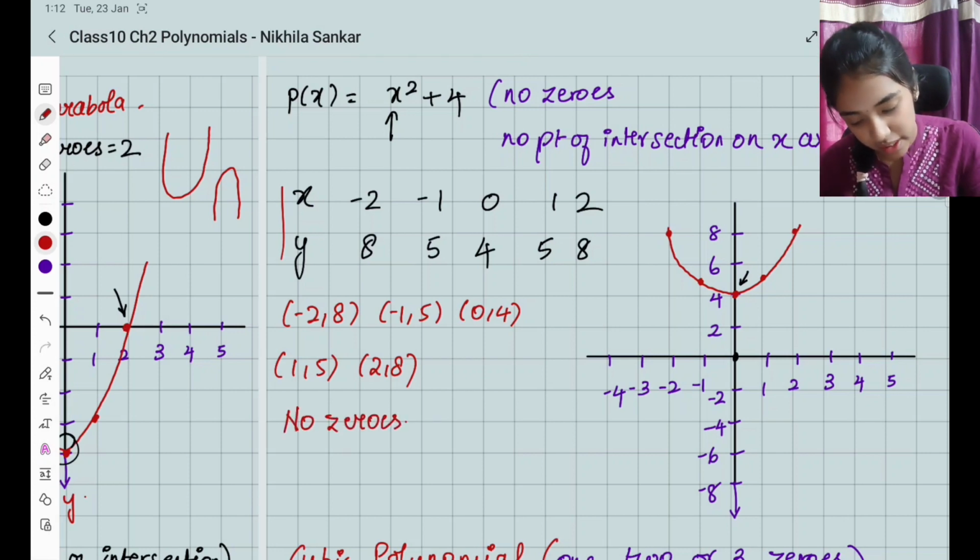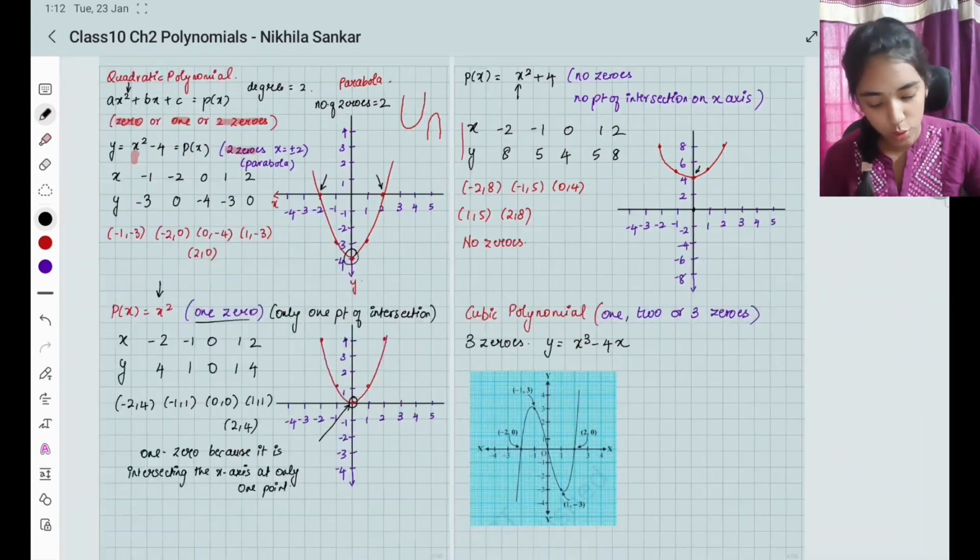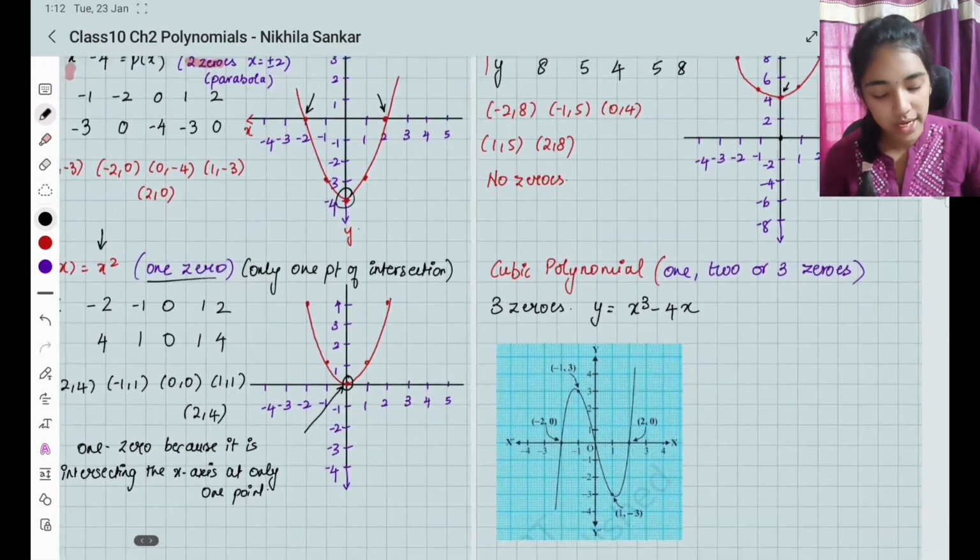So 3 different possibilities பார்த்தாச்சா? 2 zeros, 1 0 and no 0. Okay? Quadratic polynomial is done now. Next, cubic polynomial.